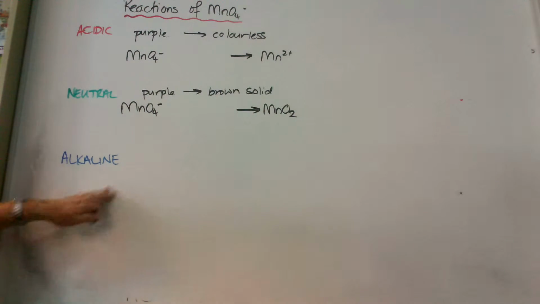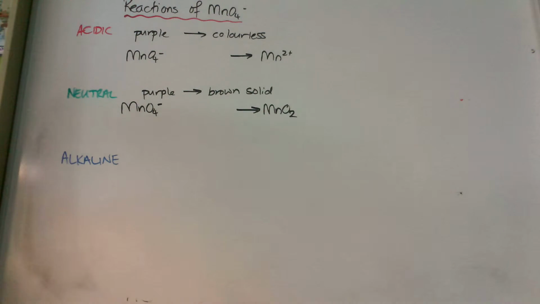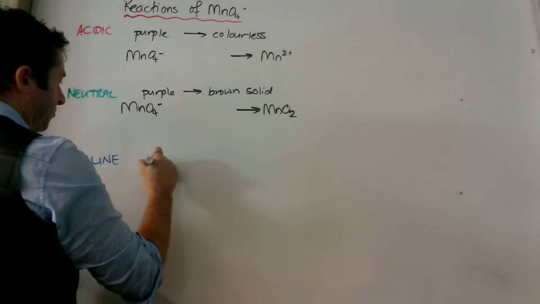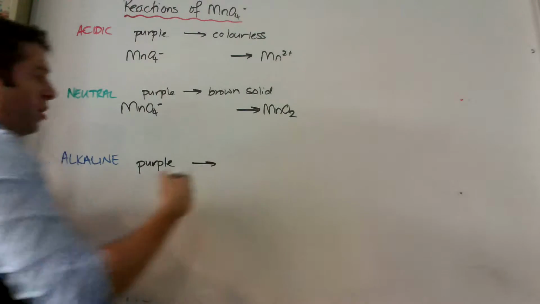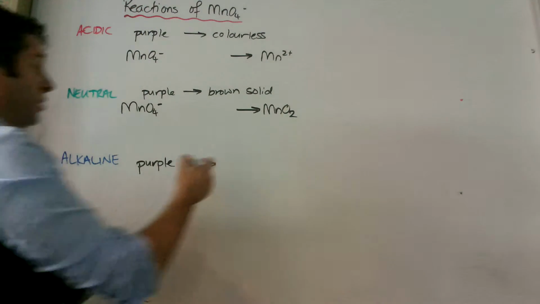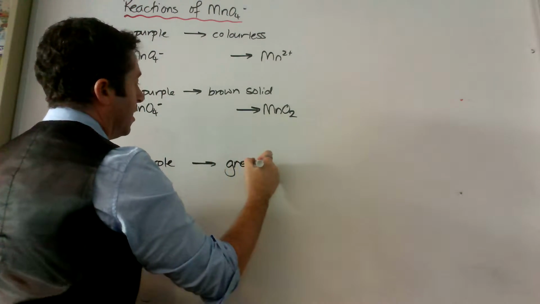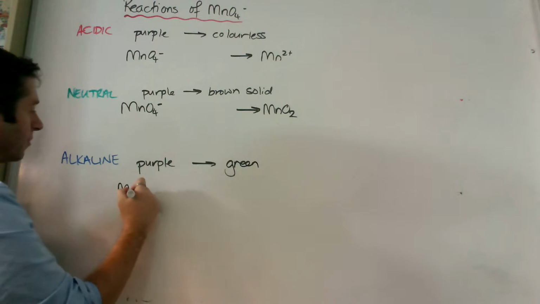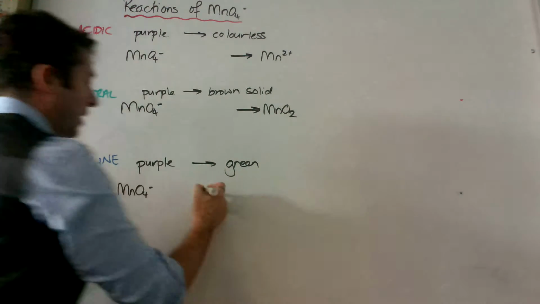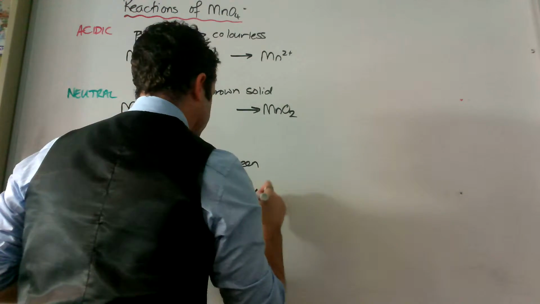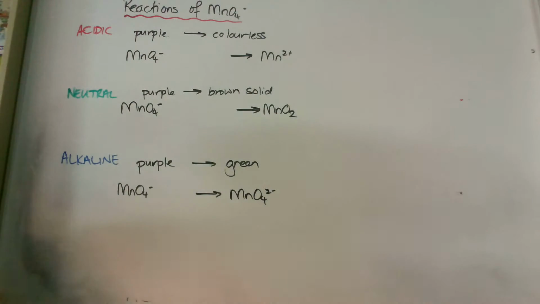And the alkaline one was probably the coolest one because we didn't expect this. It went from purple to green. It also made some of the brown solid because clearly it wasn't that alkaline the solution we used, but it went from purple to green. So again, the purple is permanganate, and we need to know that the green is called manganate. So take per off the start, basically, which is MnO4 2-. So it's manganese 6 rather than manganese 7.